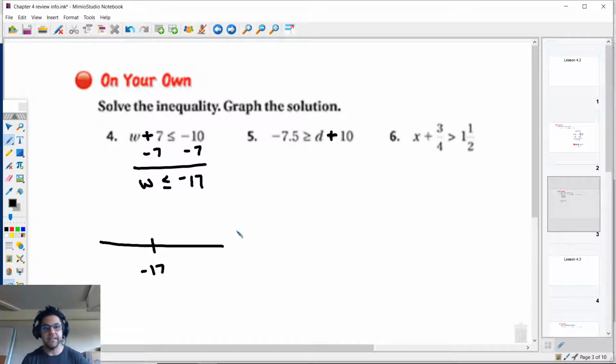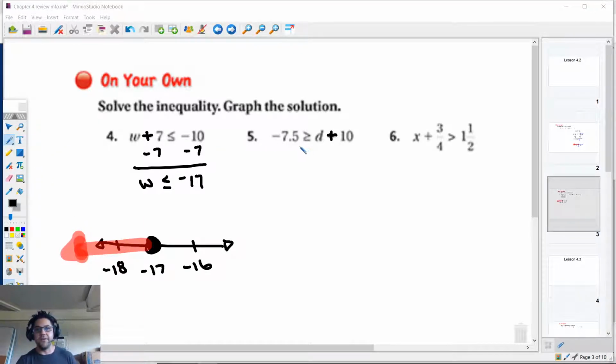Negative 17 in the center. Hopefully you're noticing that it does have the equal part, which means it will be a closed dot. Now this is where some students get confused on their graph. Remember, for negatives it's kind of backwards. Negative 18, negative 17, negative 16. All right, closed dot on negative 17. And then graph less than negative 17 or to the left. Very nice. All right, moving on to 5.